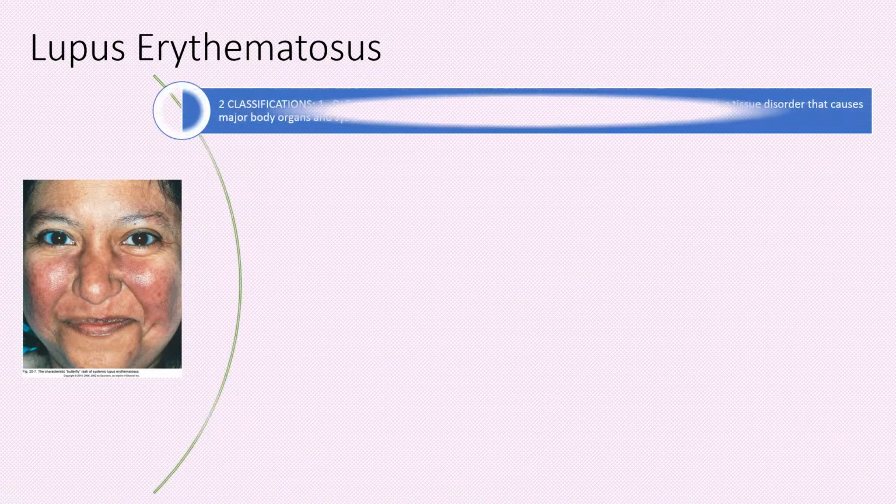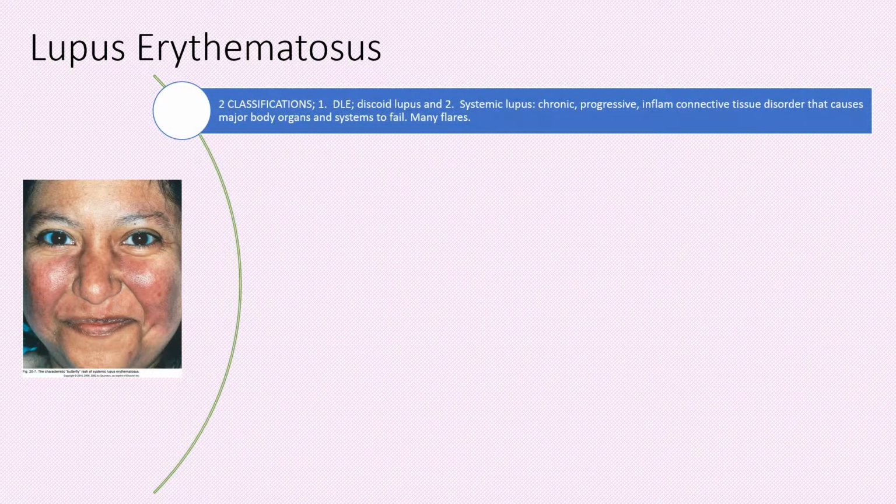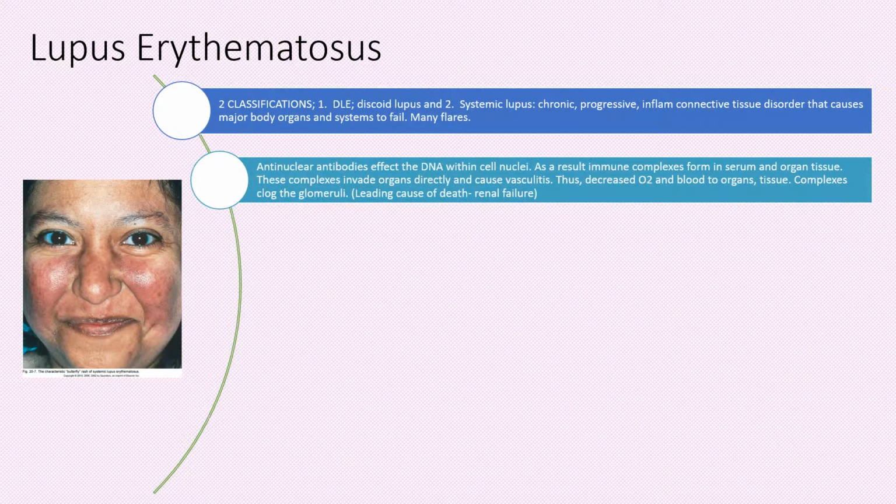Okay, now we're going to discuss lupus erythematosus. There are 2 classifications, discoid lupus and systemic lupus. Anti-nuclear antibodies affect the DNA within cell nuclei. As a result, immune complexes form in serum and organ tissues. These complexes invade organs directly and cause vasculitis, decreasing oxygen and blood to organs and tissues.